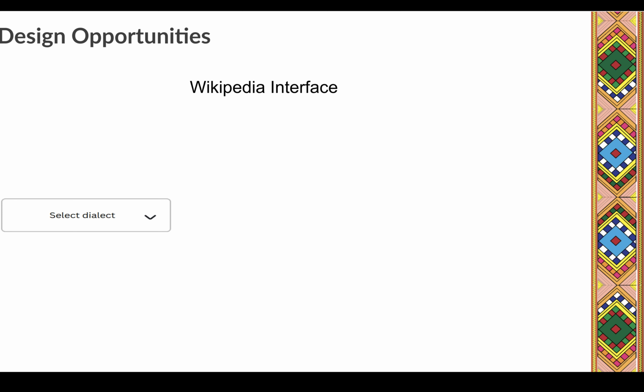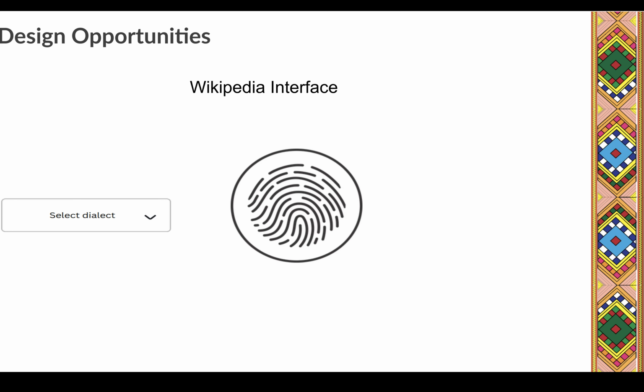For Wikipedia interface, we see the opportunity to allow users to, for example, select the dialect that they're editing in, so that we avoid those duplicate articles due to differences in spelling across dialects. There's the opportunity to use language ID tools to flag to editors articles or instructions that have mixed languages. And there's also the opportunity to suggest articles that are about the communities but are written in other languages to low resource language Wikipedia editors.